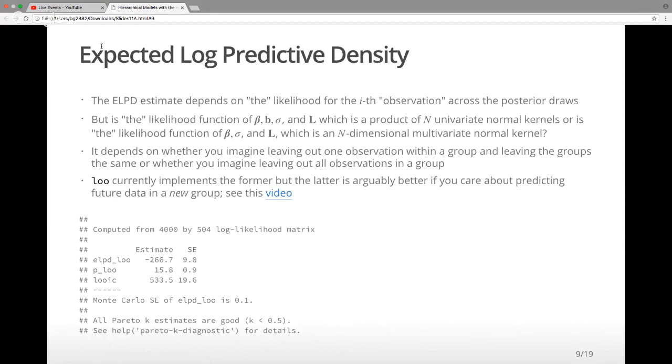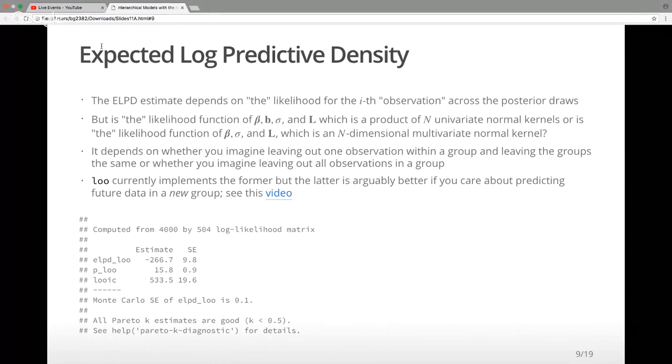But in multi-level models, there's a question of which likelihood you want to use. Is it the likelihood function of beta, b, and everything else together, which would be the product of n univariate normals? Or is the likelihood just beta, sigma, L, etc., with the b's integrated out, which is the likelihood that frequentists use when they're doing maximum likelihood estimation? Either of those is legitimately a likelihood function, so you have to choose which one you want to use in order to calculate the ELPD.